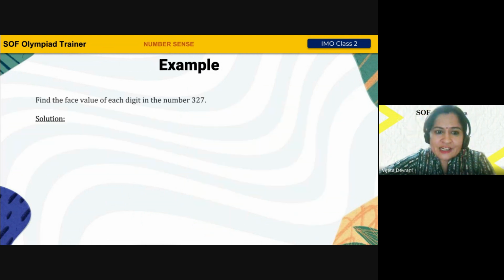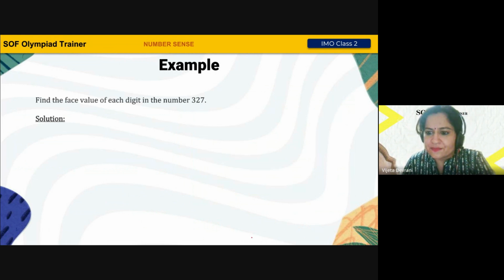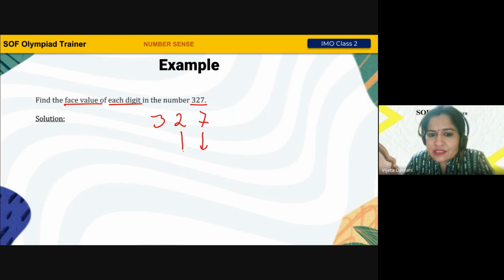Very good. Okay, let's move to the next one. Now, this is the example for you. I'll not tell you the answer. You have to tell me. So here the question is, find the face value. Now, you have to read the question very properly. What are they asking? Face value of each digit in the number 327. So if I'm writing the number here, 327, they're asking you what is the face value of 7, what is the face value of 2, and what is the face value of 3. So one by one, you are going to type in the chat box and give me the answer.